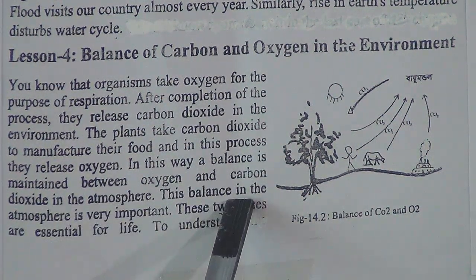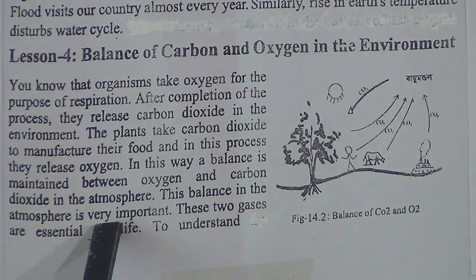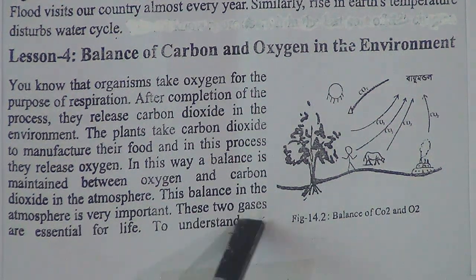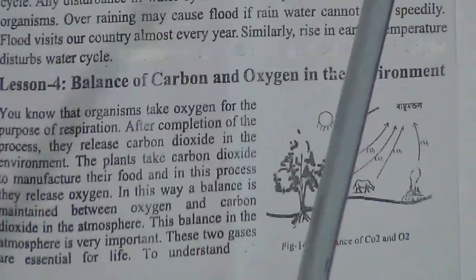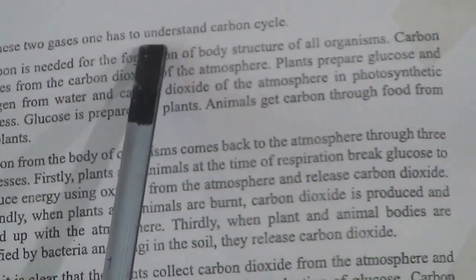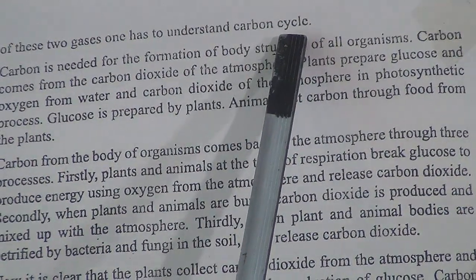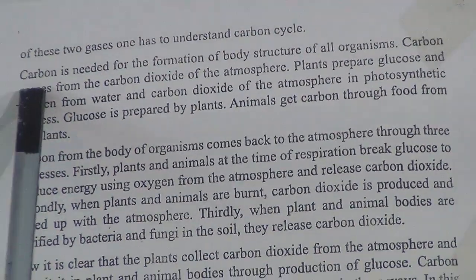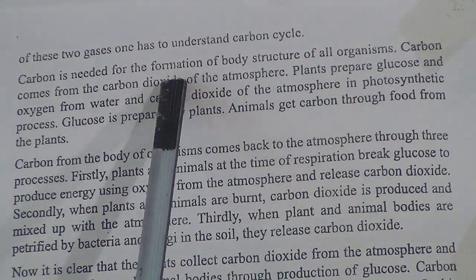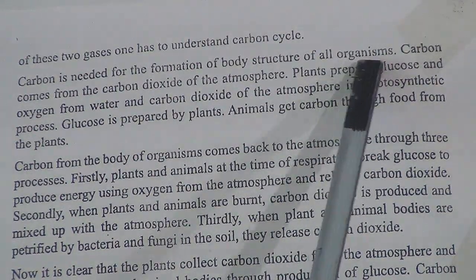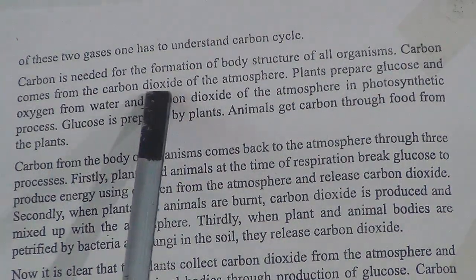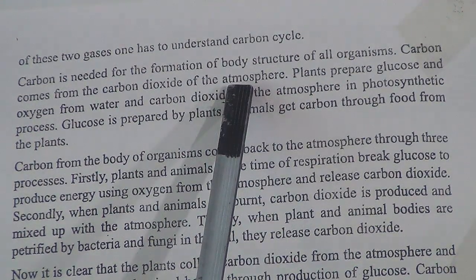This balance in the atmosphere is very important. These two gases are essential for life. To understand these two gases, one has to understand the carbon cycle. Carbon is needed for the formation of the body structure of all organisms. Carbon comes from the carbon dioxide of the atmosphere.